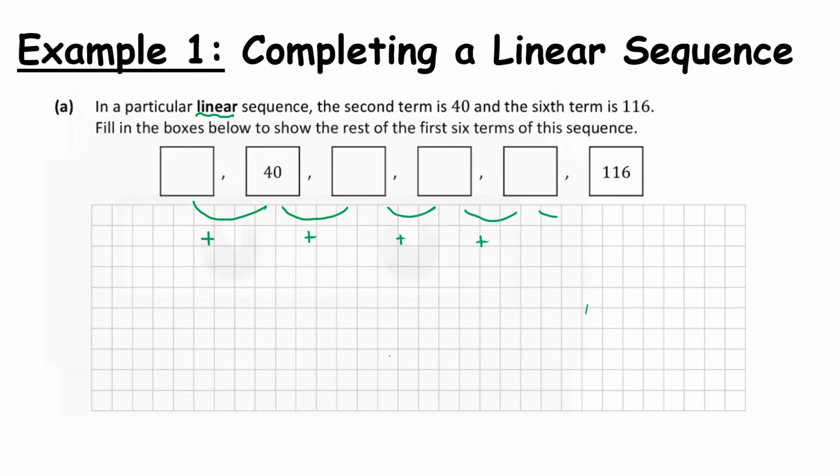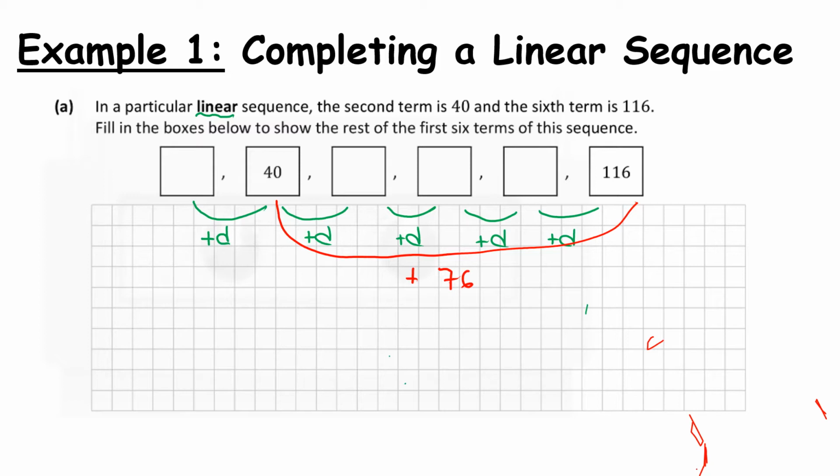Okay, so I know I'm adding on some number and I'm going to call that D. Now, I don't know D, but they have given me 2 terms. So I'm going to say, well, if I want to jump from 40 all the way to 116, I know what I have to add. So I do 116 minus 40 and we get 76. So I've added 76 here.